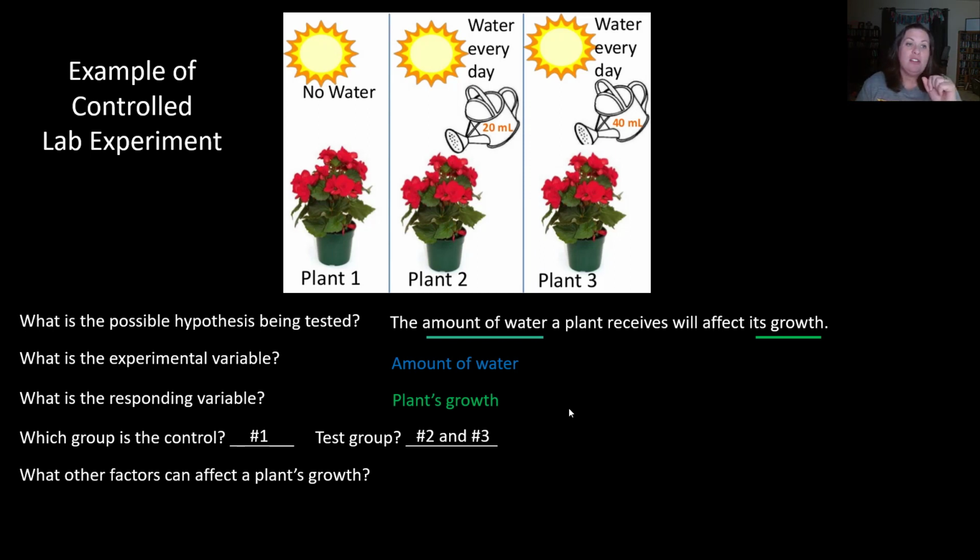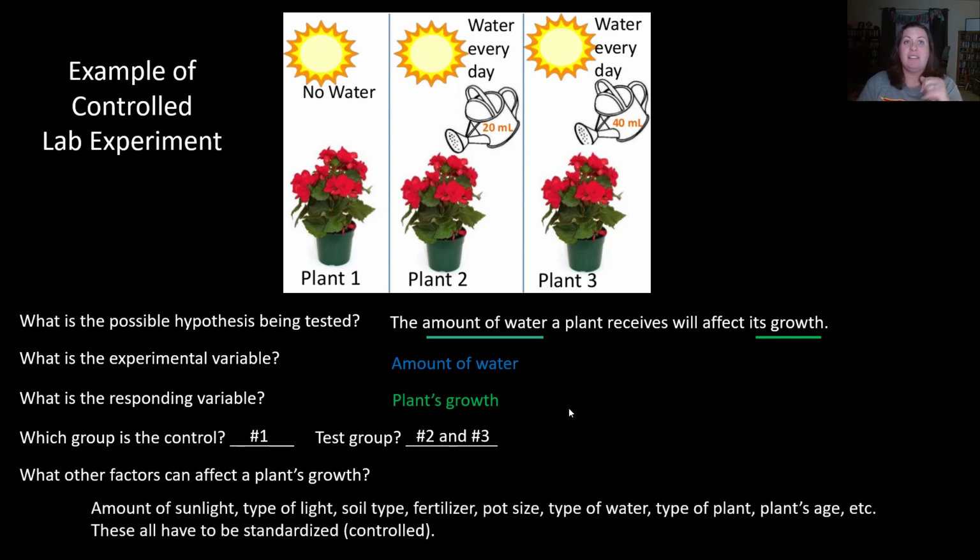Now, what other factors can affect the plant's growth? Well, there's a lot of stuff. Sunlight, type of light, soil, fertilizer, pot size, type of water, type of plant, plant's age. These things have to be standardized. Everything that we can control, we need to.